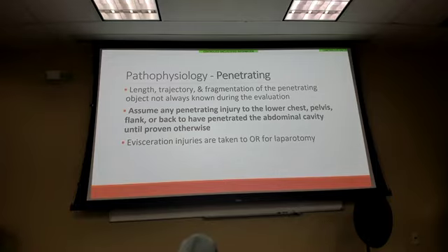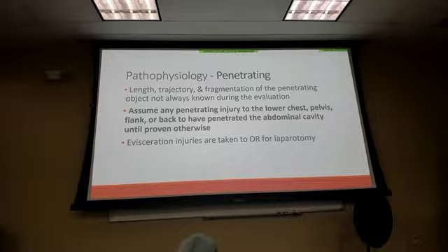And then with everything, we're evaluating the trajectory. A lot of times these patients, depending on where it hit them, are likely going to be unstable. So we may not be able to fully assess until we get to the operating room and they stop that bleeding and resuscitate them first.